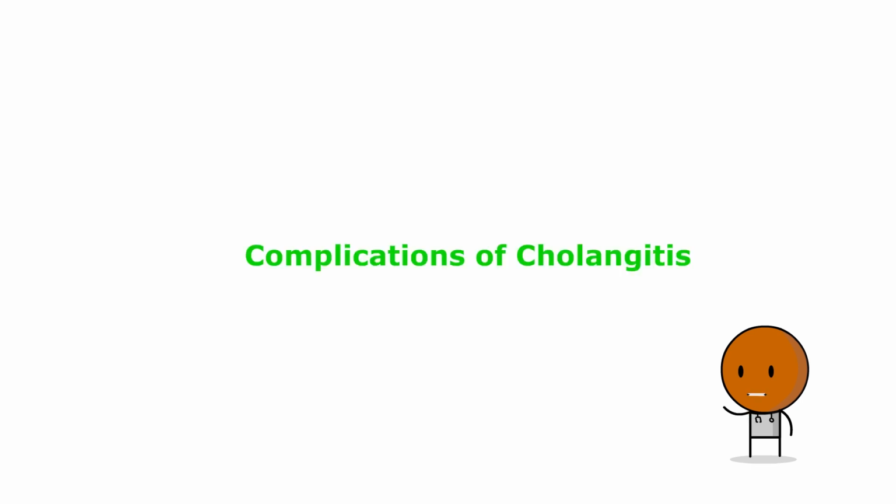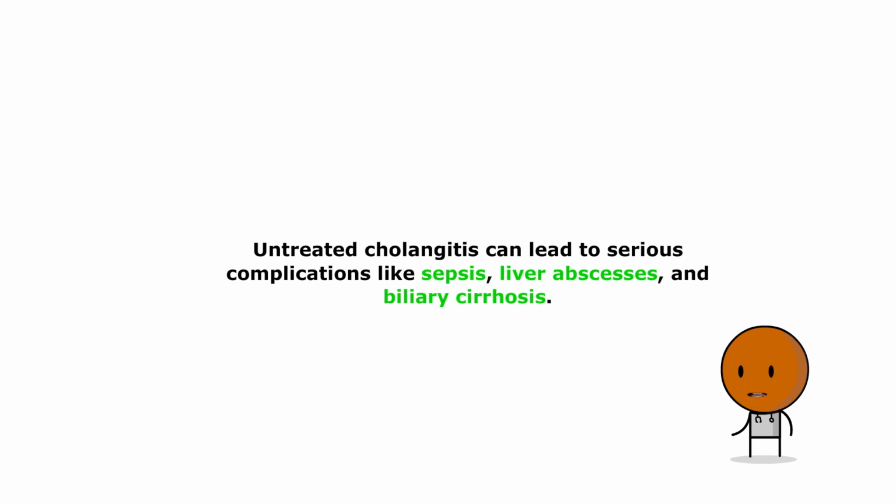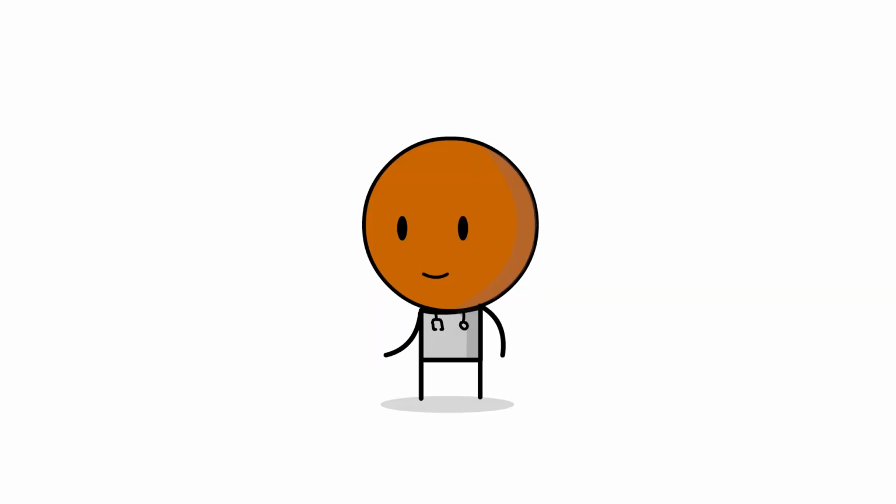Now, what are the complications of cholangitis? If left untreated, cholangitis can lead to serious complications like sepsis, liver abscesses, and biliary cirrhosis. Early recognition and treatment are vital to prevent these outcomes. This is one of those diagnoses where every minute counts, and immediate treatment is necessary even with the slightest suspicion, because there's a 50% chance of death from this illness.